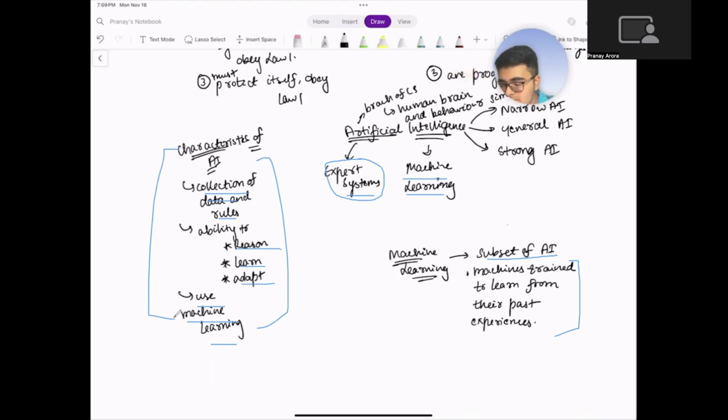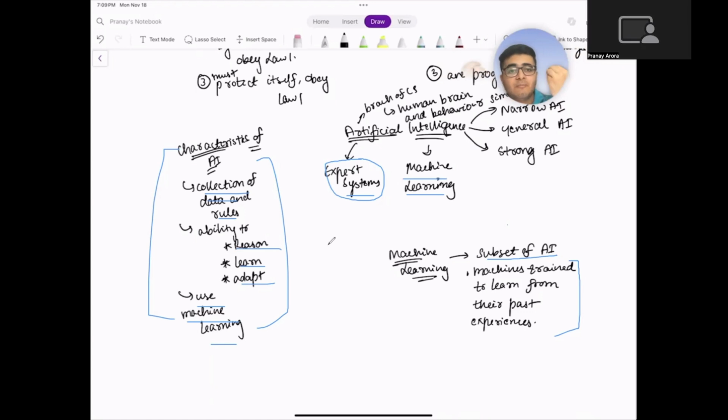Now, what is the difference between artificial intelligence and machine learning? It's really important to understand that. So, artificial intelligence is when we're trying to create a copy of the human brain, whereas machine learning is only when we are trying to train machines to follow a program, a set of instructions, and learn from their past experiences. We are not doing anything else, right?